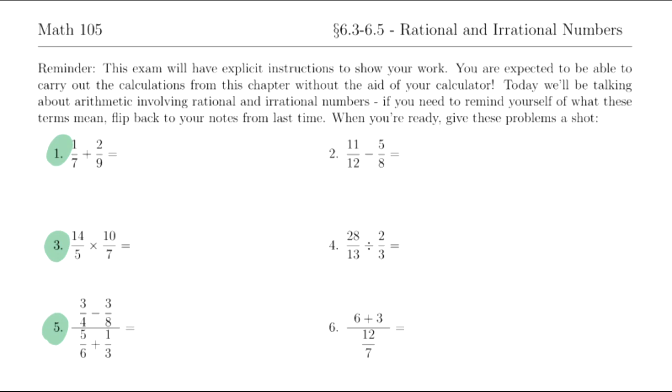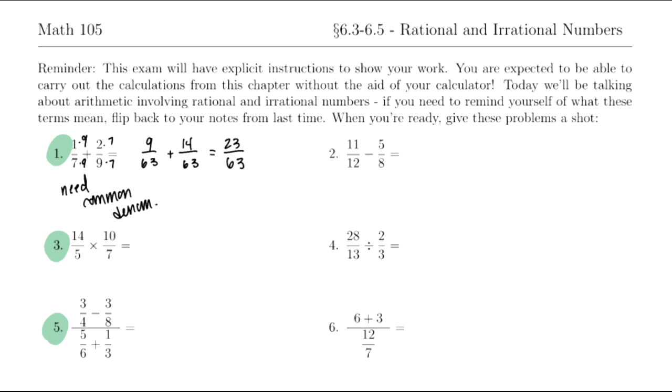So in number 1, we're adding fractions. To add fractions, you need a common denominator. And so what we're going to do is a common denominator would be their least common multiple, so 9 times 7. So multiply the top and the bottom here by 9, and the top and the bottom of this piece by 7. So you've got 9 over 63 plus 14 over 63. 9 and 14 is 23, so you get 23 over 63.